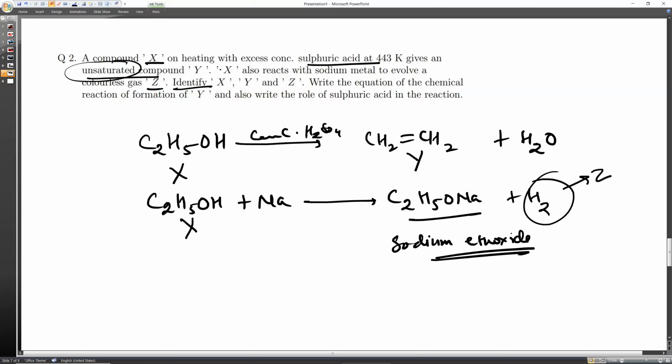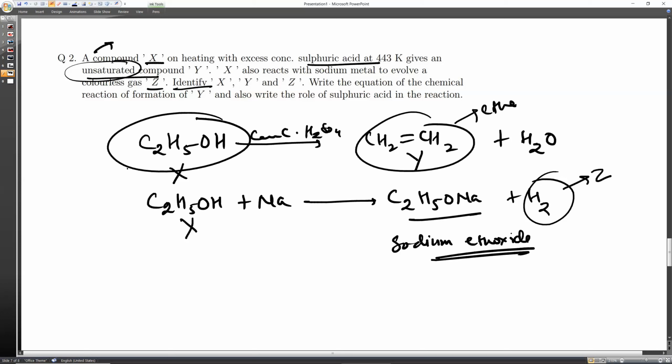But since it is not telling us any 2-carbon compound or 3-carbon compound, what you are going to write in the answer? You can take that X is alcohol, Y is alkene, and Z is hydrogen gas. But if it mentions a 2-carbon compound, then 2-carbon compound means it is alcohol, then your answer will be ethanol, ethene, and hydrogen gas.